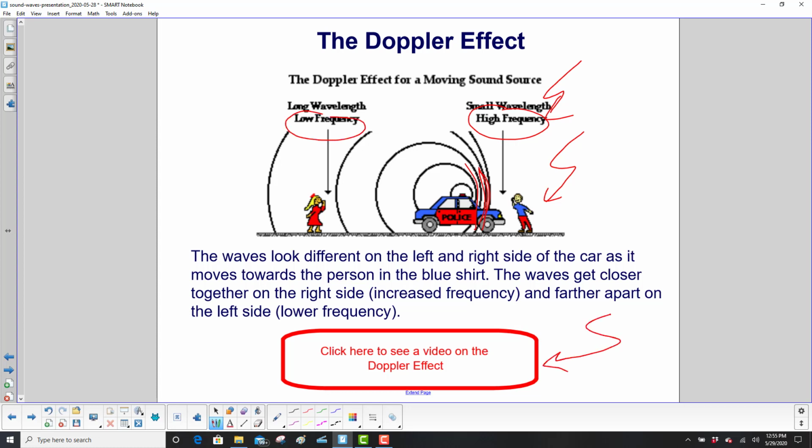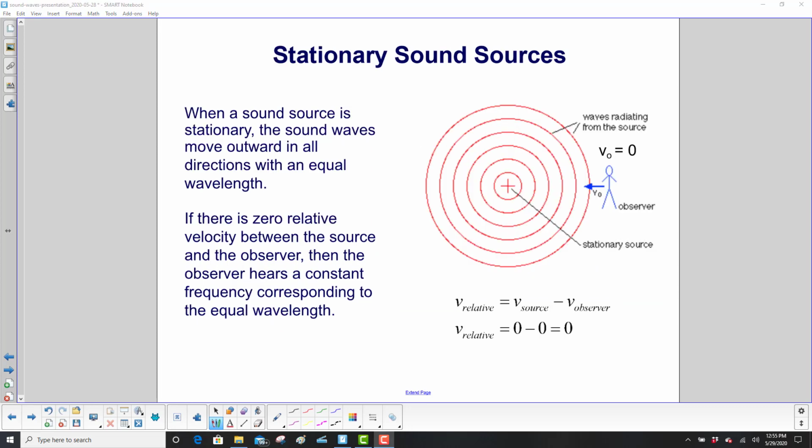Here's a nice video on the Doppler effect. When a sound source is stationary, the sound waves move outward in all directions with equal wavelengths. And that's what we're showing here with all these circles. This is the sound source and it's not moving. Here's the observer. And the observer at the moment is not moving.